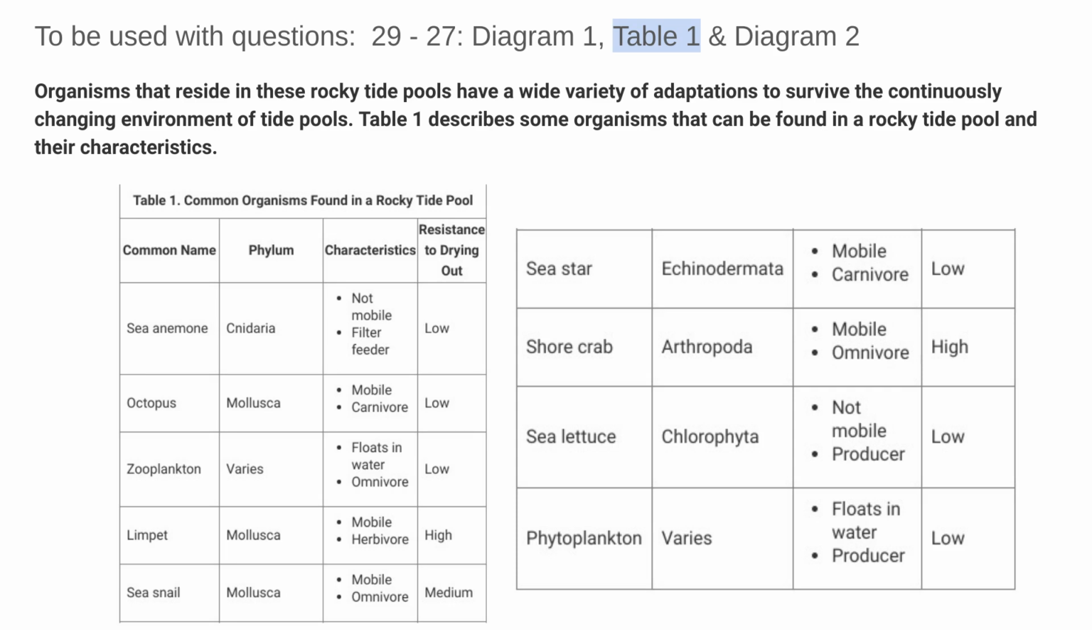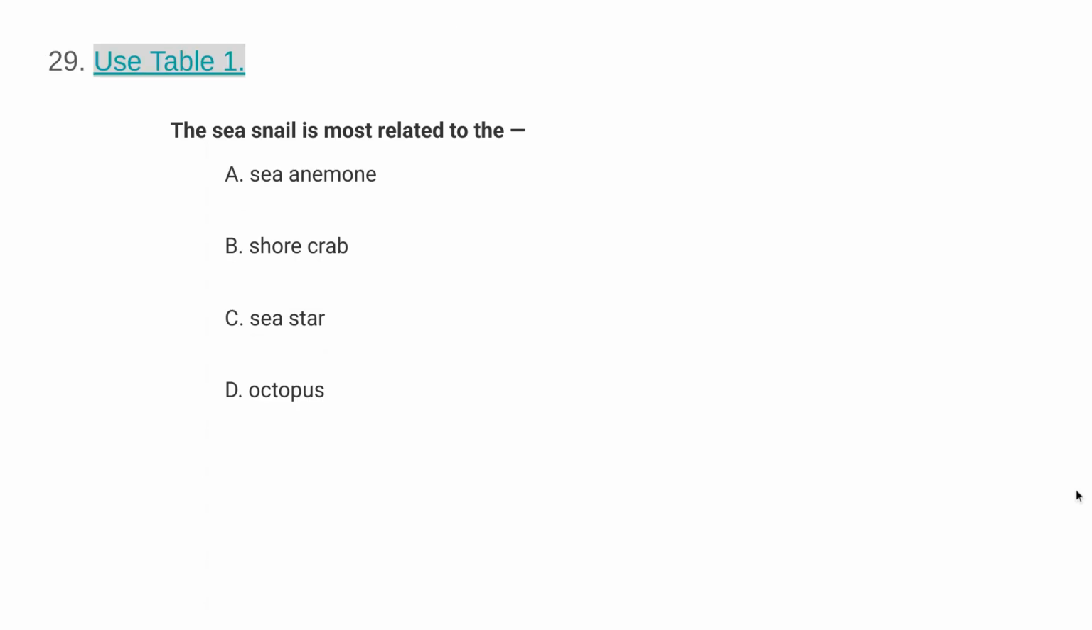All right, so our choices are, is it related to the sea anemone, which is a cnidarian, the shore crab, which is an arthropod, the sea star, which is an echinoderm, or the octopus, which is a mollusca. So the sea snail is in the phylum Mollusca, and so is the octopus. So your answer is octopus.